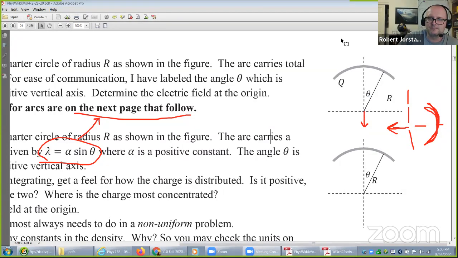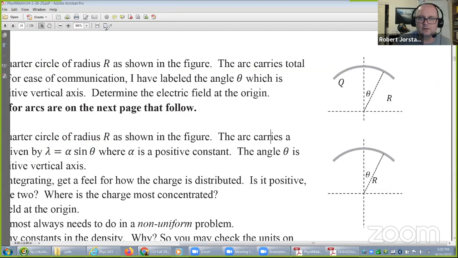Whoops. All right. And let me get this a little bit smaller here. Oh my gosh. Come on.